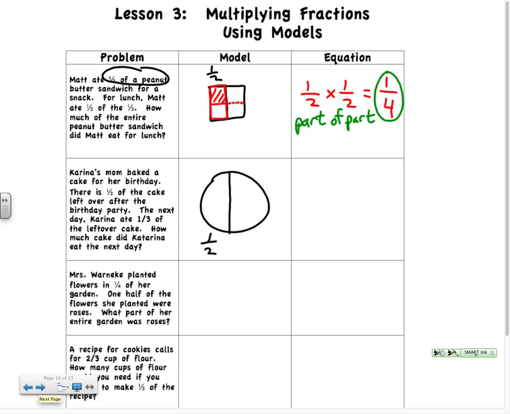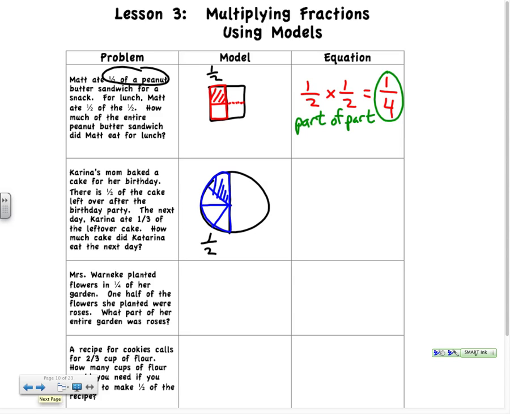The next day, Karina ate 1/3 of the leftover cake. So if this is the part that was left, I'm going to start with that half piece or that half cake, and I'm going to divide it into 3 equal sections because she ate 1/3 of it. So she ate this much. Well, in order to figure out how big that piece is, I have to compare it to the whole thing.